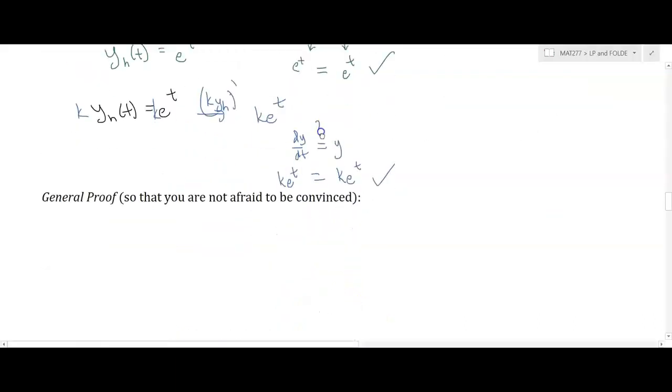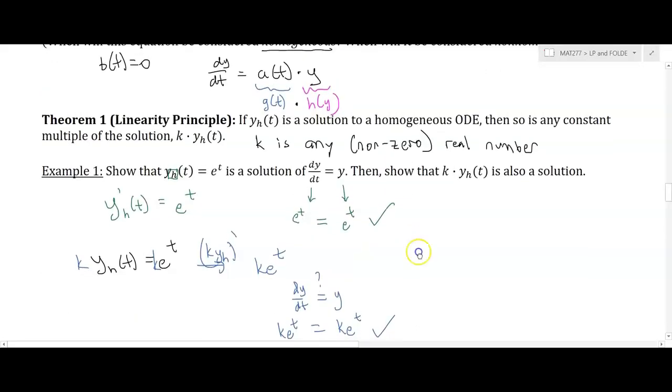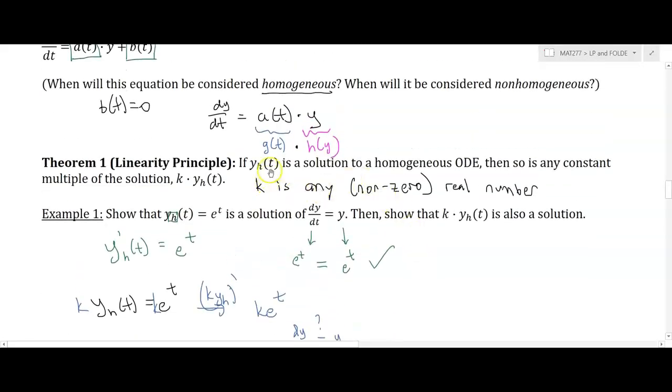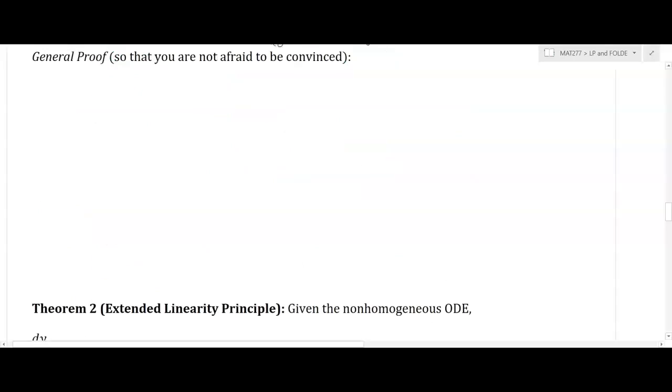Now let's just do a general proof here, because we've verified it for one specific differential equation, but I don't want you to be afraid of convincing yourself that something is mathematically true. And how do you verify something? So the theorem says that the condition is that y sub h is a solution to a homogeneous ODE. So let's focus on the first order linear differential equation.